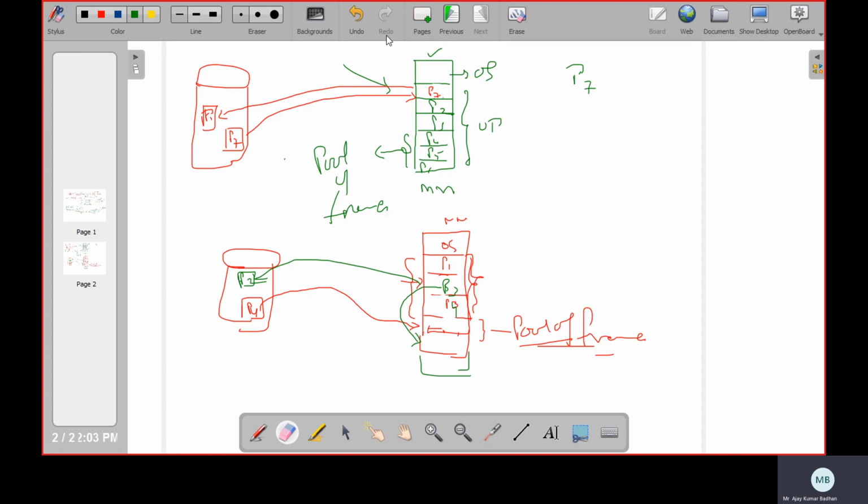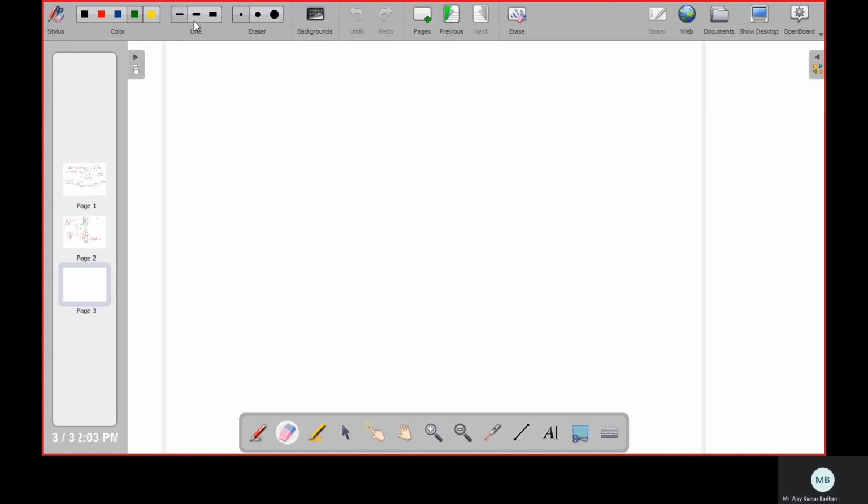Let me take the board here so that I can explain. Let's take the same example. Let us assume that we have a total number of frames. I'll explain first programmatically, then we'll go to the formula. How many total frames do we have here? 62 frames. And how many processes did I tell you? We have two processes, P1 and P2.